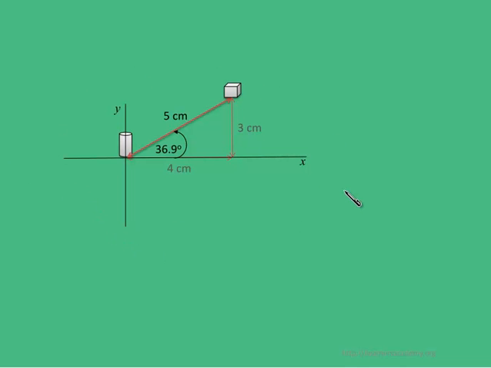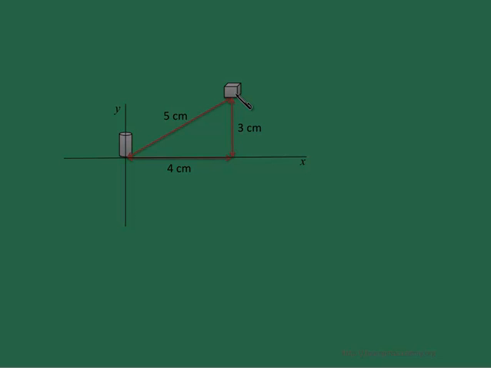So throughout this course, whenever we want to express the position of something, we'll do so with respect to an XY coordinate system. So in this case, we can say that the block is 5 centimeters away from the origin and at 36.9 degrees counterclockwise from the positive X direction. Notice that explicitly and accurately states the position of this block. We can also state that the block is at position X equal 4 centimeters, Y equal 3 centimeters.